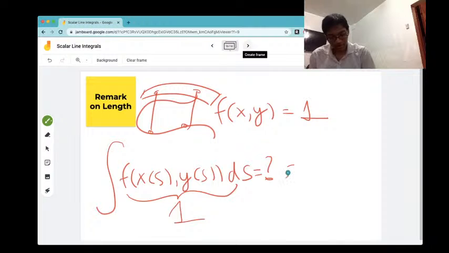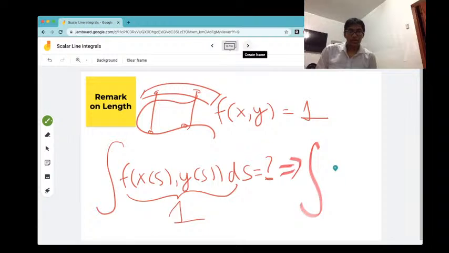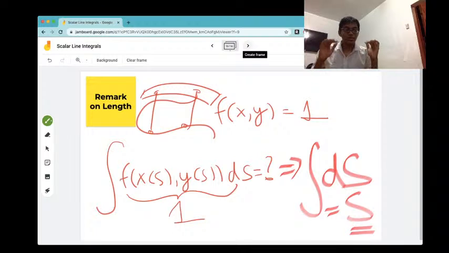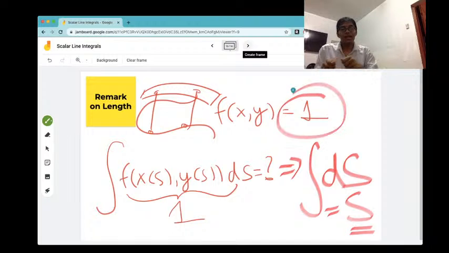I'm going to be left with simply the integral of ds. And the integral of a derivative is just the function itself, so that's equal to s. And what is s? That's simply the actual length of my path. So if the function that maps your path to some arbitrary z value is simply 1, that means the line integral is simply going to be the arc length of your path.